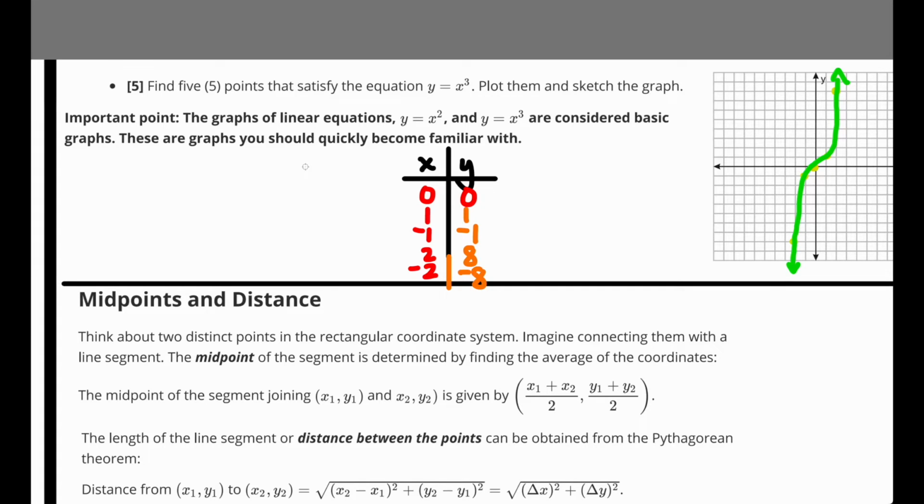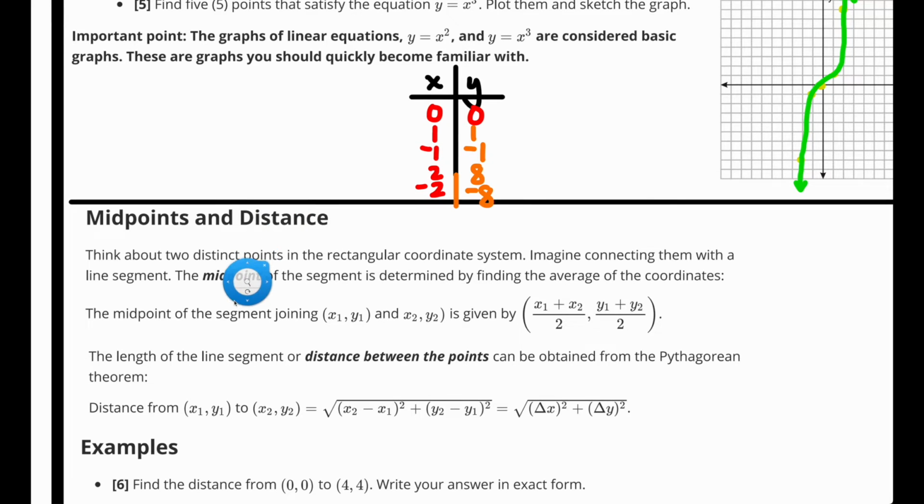So make sure you understand what something that's linear looks like. It's just a line. What x squared looks like, it's a parabola, a U, an upside down U. And x cubed, it looks something like this. So that's what basically a little blurb states. We're going to go over that in more detail later on in the class though.